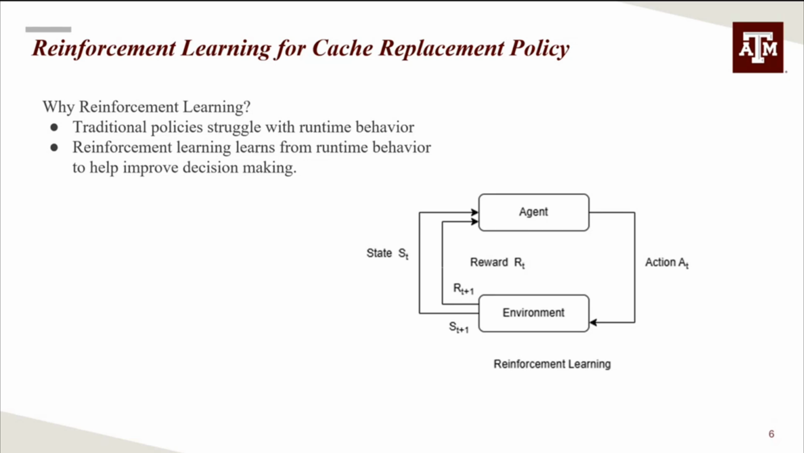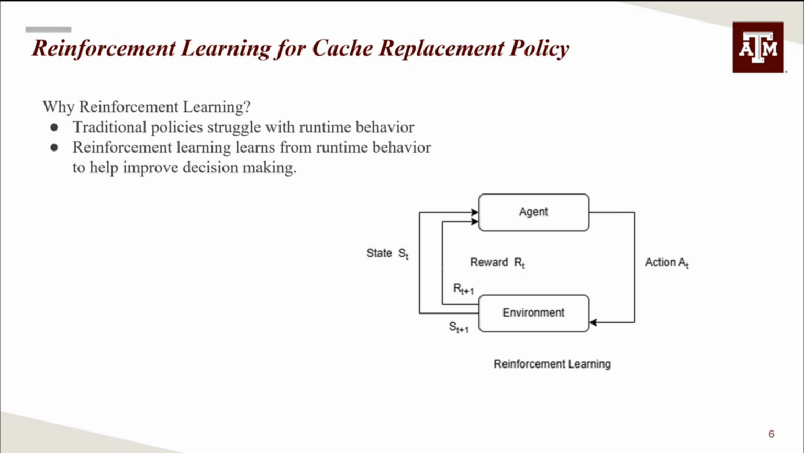When it comes to reinforcement learning for cache replacement policy, traditional cache replacement policies like LRU rely on heuristics, which don't adapt well to varying program behaviors at runtime. This often leads to suboptimal eviction decisions, especially in workloads with irregular or long reuse patterns. Reinforcement learning, on the other hand, enables an agent to learn and adapt dynamically based on actual memory access patterns. In our framework, the agent observes the current cache state, S_t, selects an action, A_t, such as evicting a particular cache line, and then receives a reward, R_{t+1}, based on the effectiveness of that action.